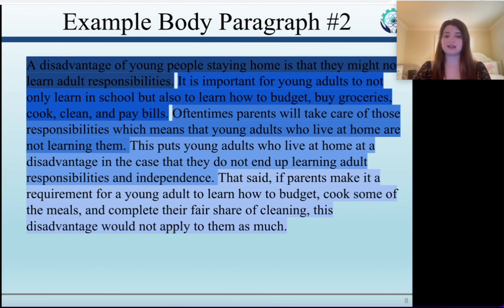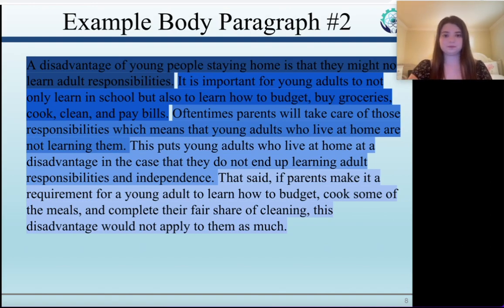So we're connecting it back to the thesis: this disadvantage wouldn't apply as much if they're still learning those responsibilities anyway. If the parents are saying, we're also going to teach you how to do these other adult responsibilities whilst you're living at home, so that when you do eventually move out, you're going to be okay. You're not going to have no idea how to do anything at all other than what you learned at school, right? And so there we go. We connected it back to that thesis.